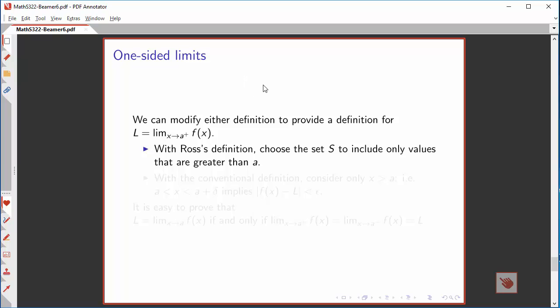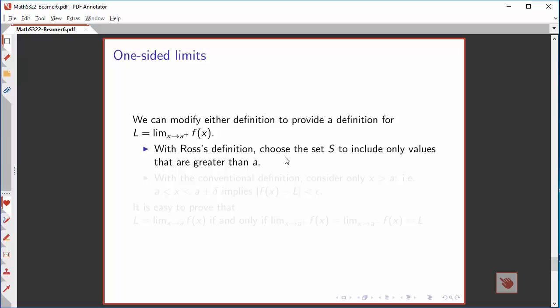As a final topic, let's think about one-sided limits. When you write limit as x approaches a plus of f of x, what you mean is that x is approaching a from above. And sometimes such limits exist, even though the limit as x approaches a does not exist, because f does weird things for negative numbers.